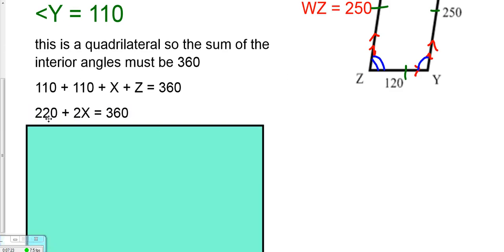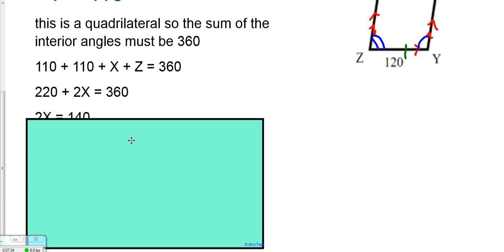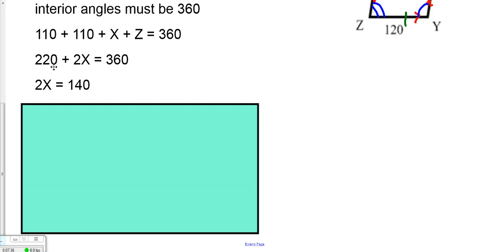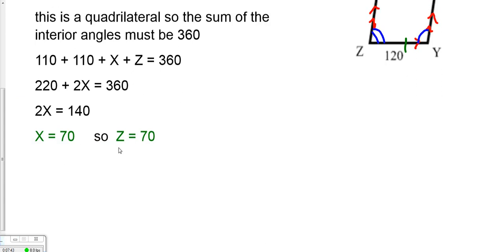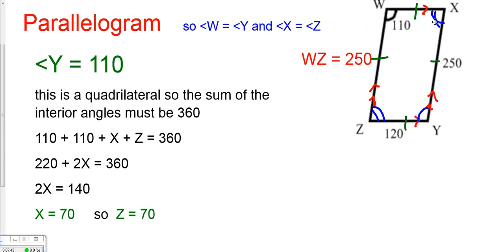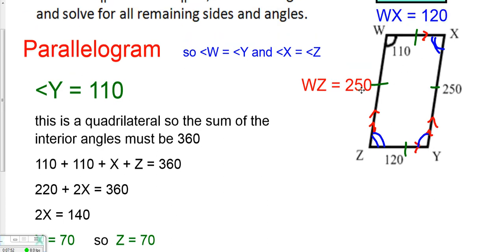110 plus 110 is 220. X plus, we'll call this one also X. We'll substitute in an X right here. So X plus X is actually 2X. So 220 plus 2X is 360. Subtract 220 from both sides. So it would become 2X equals 140. So X has to be 70, which makes Z also 70 degrees. So these two are 70 degrees, these two are 110 degrees, these two are 250, these two are 120.